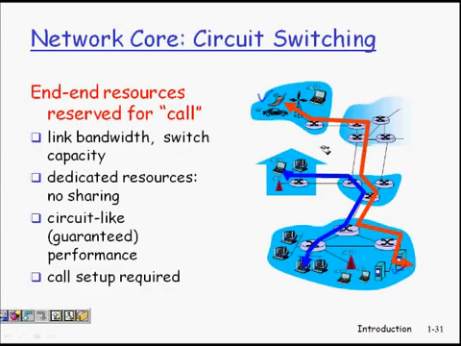For example, in this circuit switching network, let's say this mobile is talking to this machine. There is a dedicated path: this router, then this one, then this one, this router and this router, and then to this machine. So this path is now dedicated.